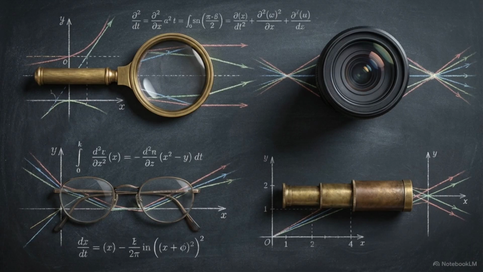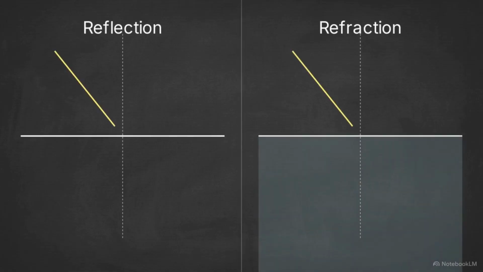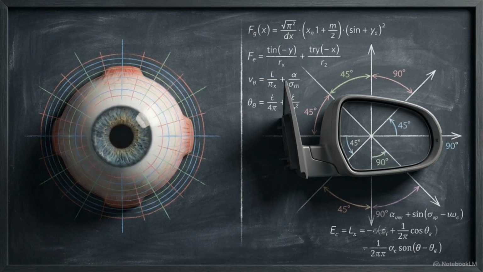Every optical tool we use relies on these two behaviors. Understanding exactly how light reflects off surfaces or refracts through different materials is how we decode the mechanics of everything from the lenses in our own eyes to the mirrors on our cars.